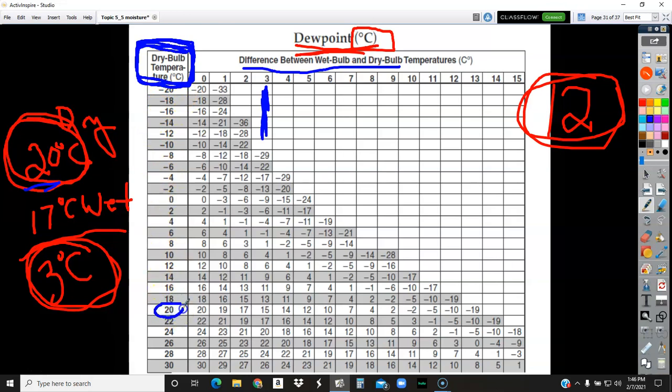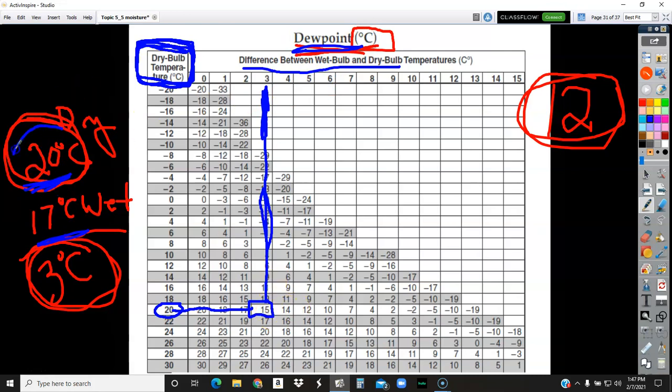Here was 20. And then I basically go down the 3 column until I hit that 20 row, and I find a number. So if I come across 20, because that was my dry bulb, and down the 3 column, oops, doing a horrible job drawing a straight line, you get the idea, I get to a number. What number do I get? 15 degrees. That means my dry bulb was 20, my wet bulb was 17. I'm not at 100% humidity yet because I'm not saturated. The dew point on that particular situation would be 15.